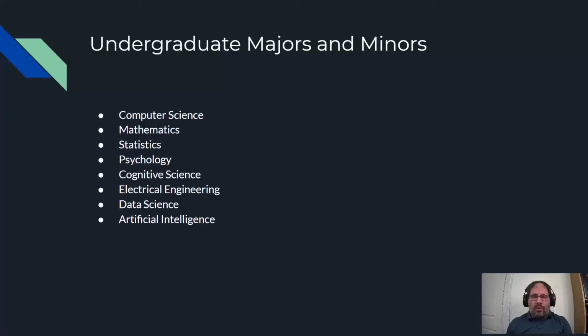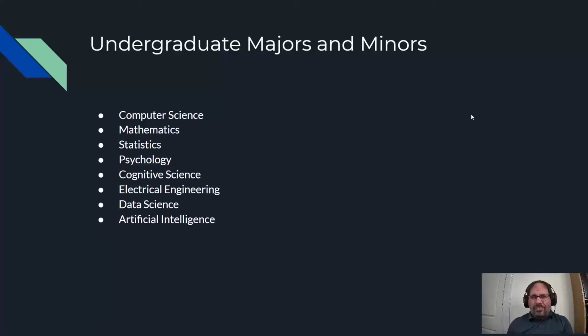And you can still earn minors in philosophy and psychology at the same time. That's what I did. Electrical engineering, if you're going to go into robotics, that is a great option and kind of necessary as well. Data science. There are more degrees in data science offered these days than there used to be. Great option if you want to focus on the data science side of things or the business side of things.